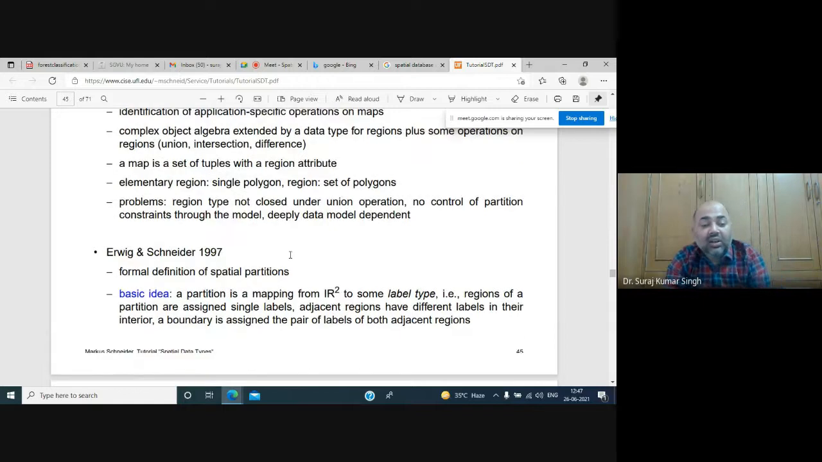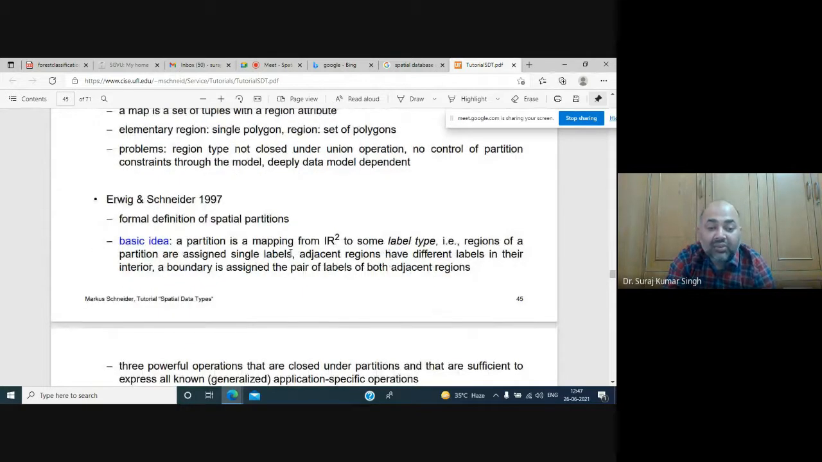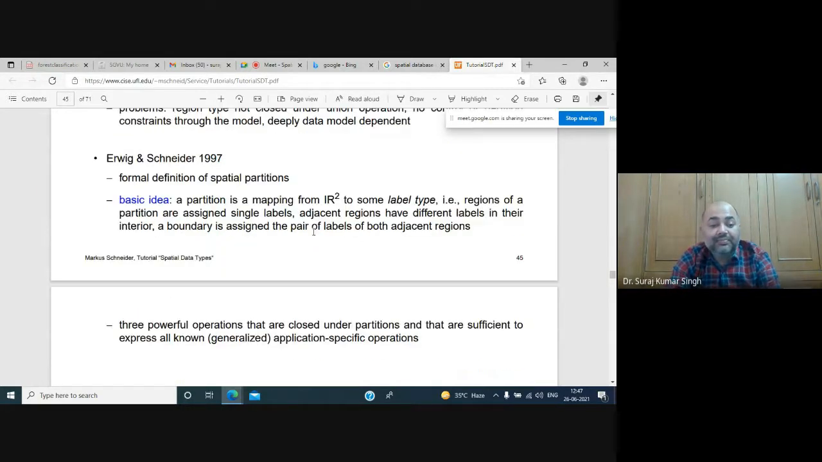Then you have another model, which is a formal definition of spatial partition. The basic idea is a partition is a mapping of the plane to some label type, that is, regions of a partition are assigned single labels, with adjacent regions having different labels in their interior. A boundary is assigned the pair of labels of both adjacent regions.